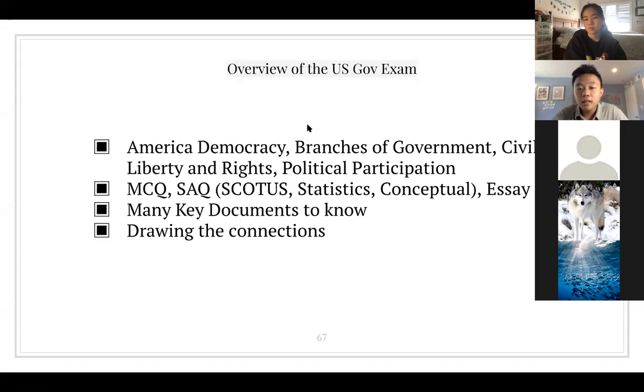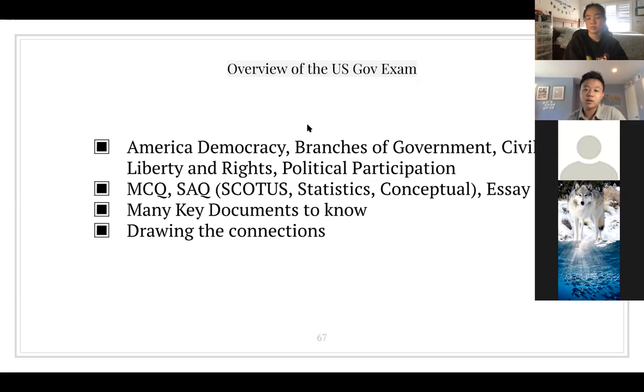But compared to the WHAP and APUSH exam, I'll touch on this later, but government is probably a lot lighter and a lot easier. And because of that, at Branham, it is usually taught as a one semester course with econ, economy, as the second semester course.